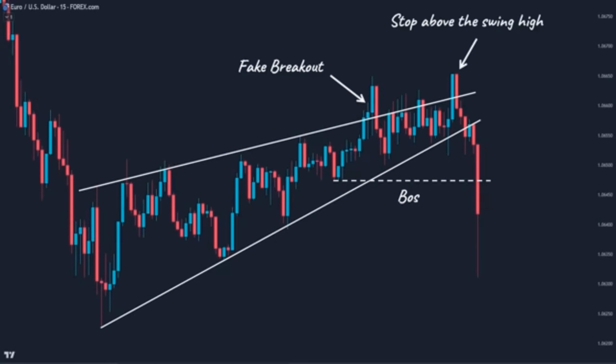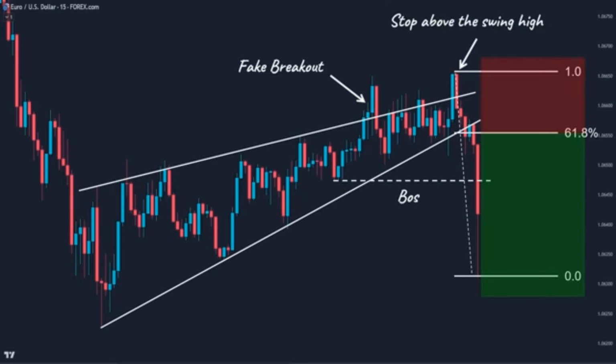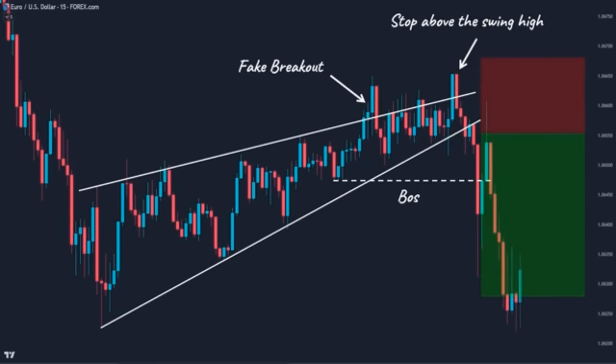Ideally, an increase in volume should accompany the breakdown for stronger confirmation. A common entry point is when the price retests the broken support line as new resistance before moving lower. Stop loss above the recent high inside the wedge. Profit target. The height of the wedge at its widest part subtracted from the breakout level.